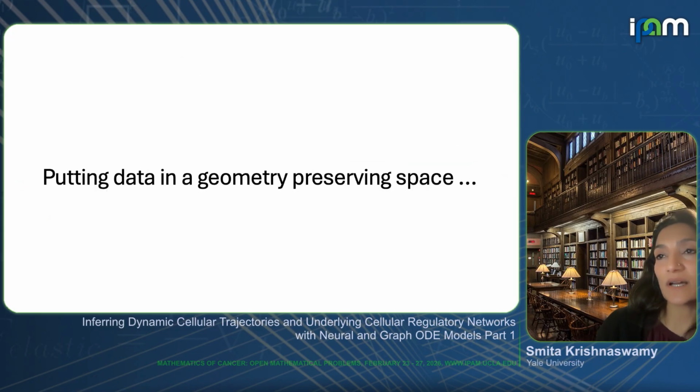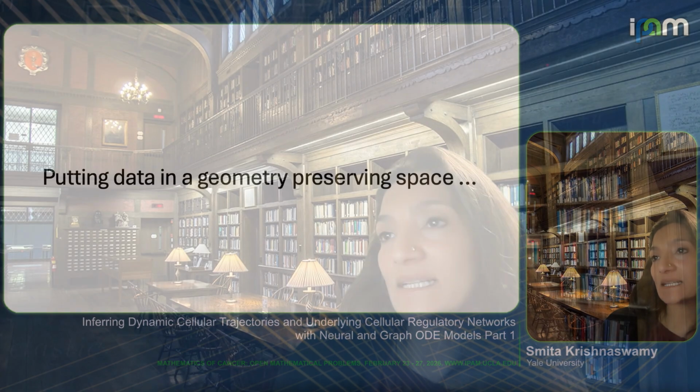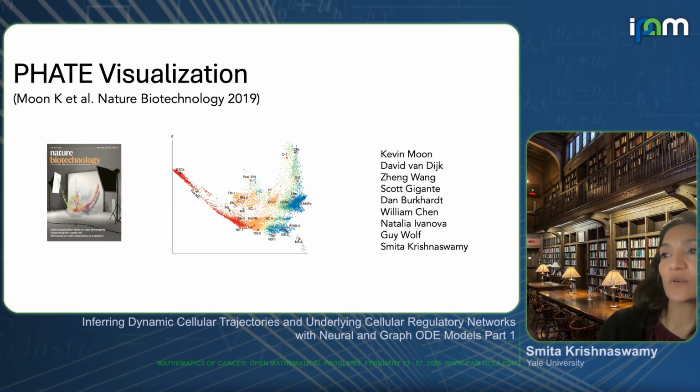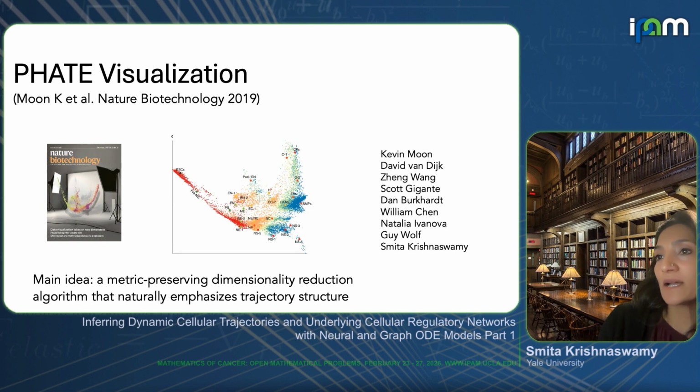The first step that we find very useful is to put the data in what we call a geometry preserving space, where you can actually see the state space intuitively and assess what the transitions could be. And here I'll be going back to our PHATE visualization technique, which was published in Nature Biotech in 2019, but we continue to find it useful. We've made many variations of it that I'll refer to at the end.